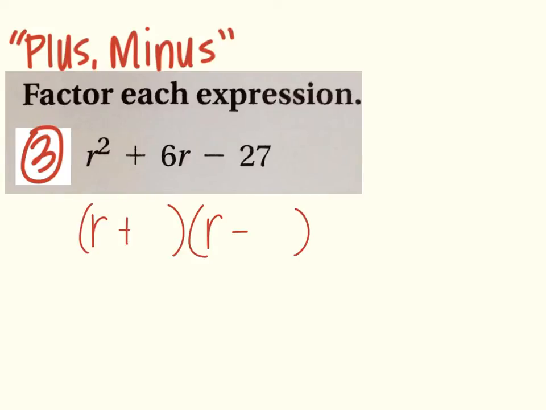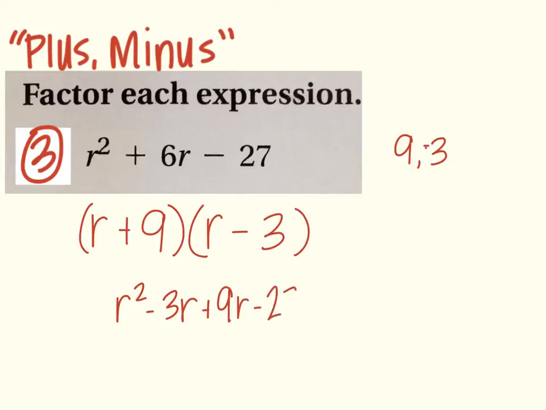Multiplies to give you 27 is probably going to be 9 and 3. Bigger number's positive, so it's going to be 9 and negative 3. So positive 9, negative 3. You can go ahead and FOIL it back out and check it. So you're going to get r squared minus 3r plus 9r minus 27, which is going to be r squared plus 6r minus 27. Okay, so you know you got the right answer.